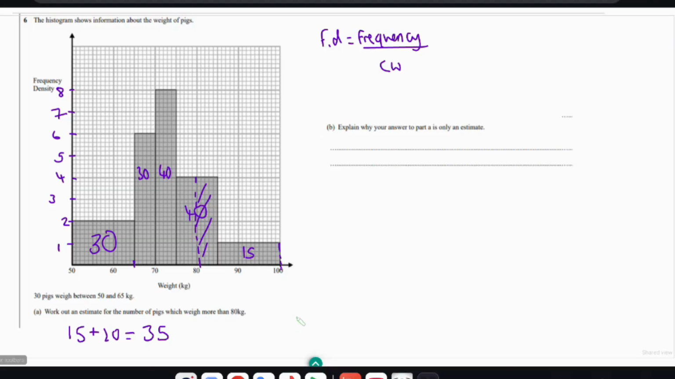Explain why your answer in part A is only an estimate. Well, we are using grouped data. We don't know how many pigs weigh between 80 and 85 kilograms.